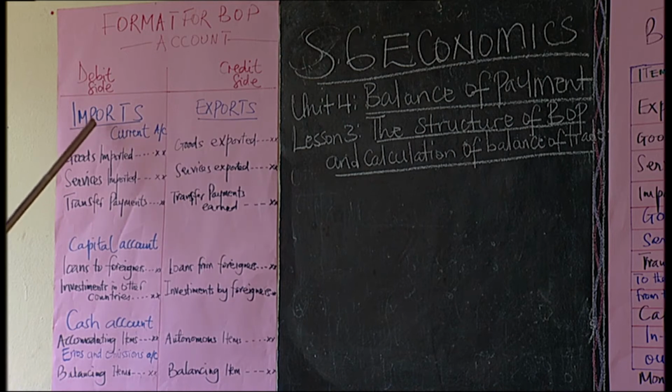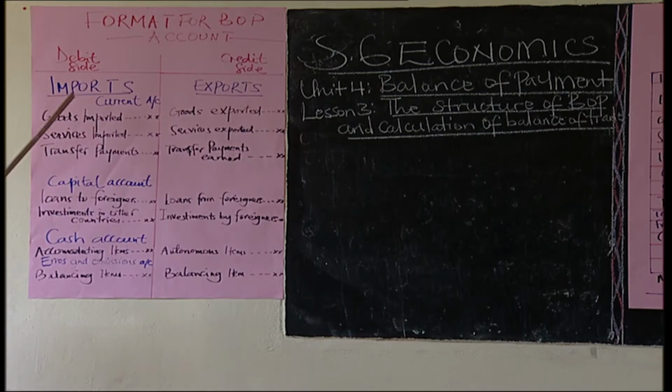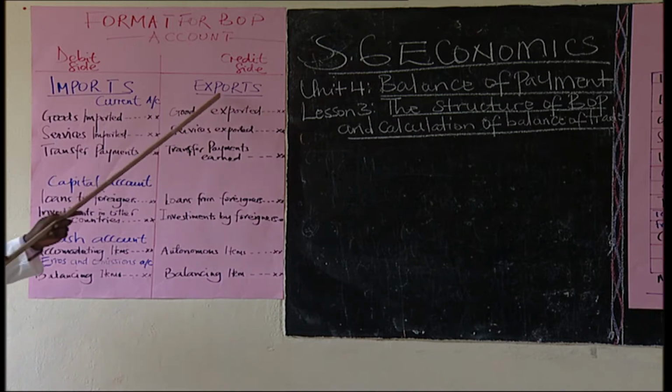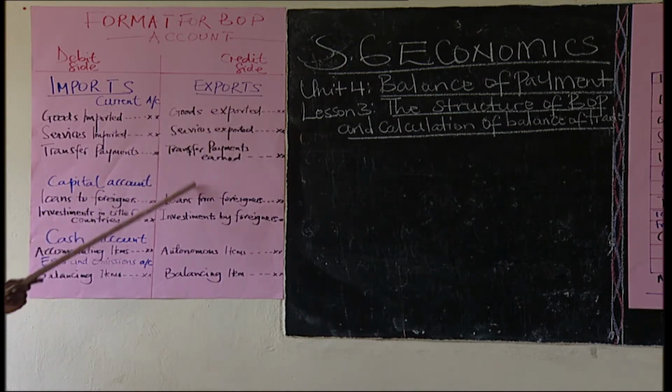Then, why do we record imports on the debit side, learners? We record imports on the debit side because importation is all about buying goods and services from other countries. When you buy from other countries, you spend. And when you spend, those are expenses, and expenses are debited because they reduce capital. That's why we are recording imports on the debit side, because it is an outflow, while exports are on the credit side because they are an inflow.